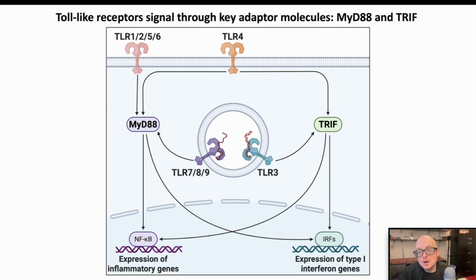Adapter molecules are molecules that simply serve as physical bridges between receptors and some kind of downstream enzymes. Frequently in the immune system, that's going to be a kinase. The adapter molecules that allow toll-like receptors to associate with downstream kinases are MyD88 and TRIF. And you can see that most TLRs use MyD88 as an adapter molecule. Basically all of the TLRs point to MyD88, with the exception of TLR3, which uniquely uses an adapter called TRIF. And the other exception to the rule here is that TLR4 can uniquely use both MyD88 and TRIF.